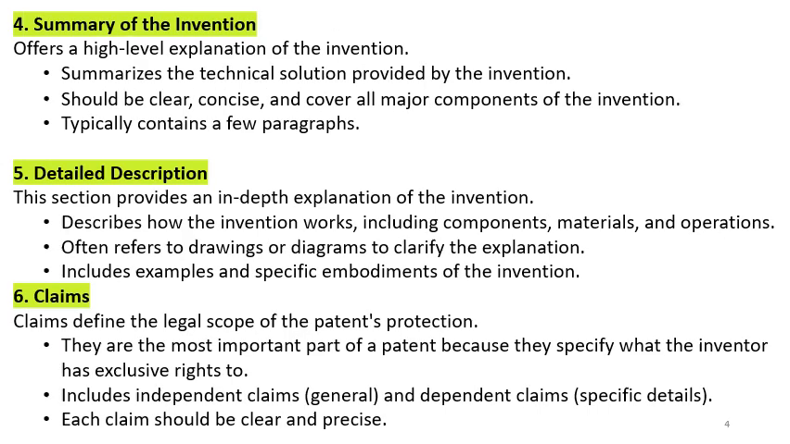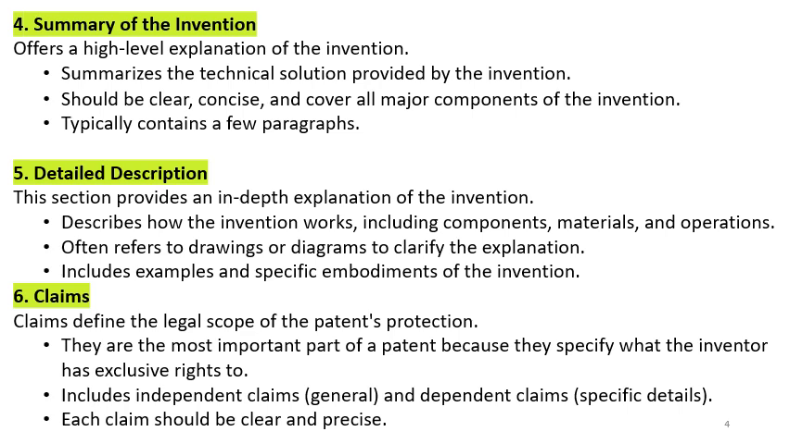Then the summary of the invention. The summary offers a high level explanation of the invention. It summarizes the technical solution provided by the invention. It should be clear, concise, and cover all major components of the invention. The summary of the invention typically contains a few paragraphs. So the summary is a higher level explanation for the invention.